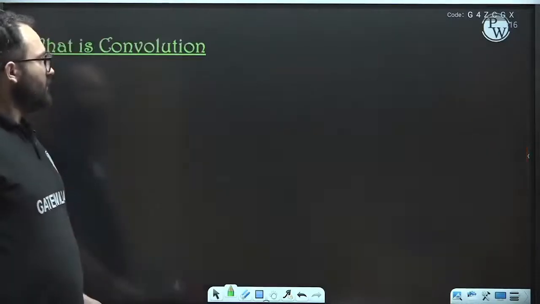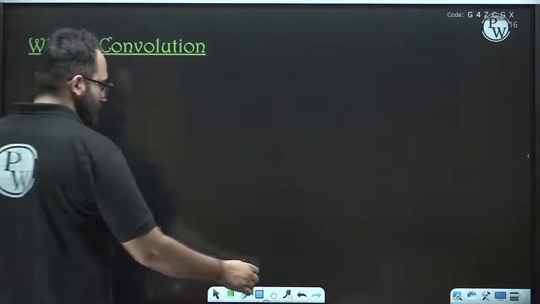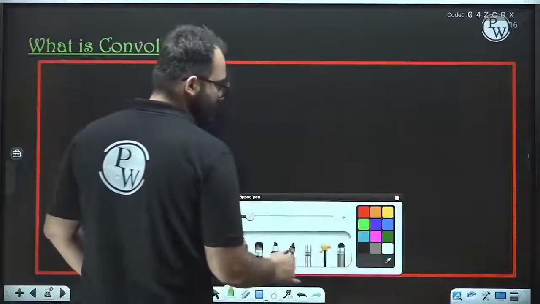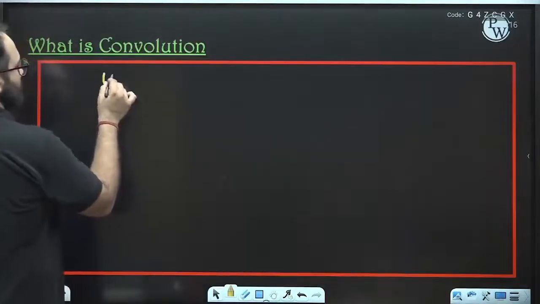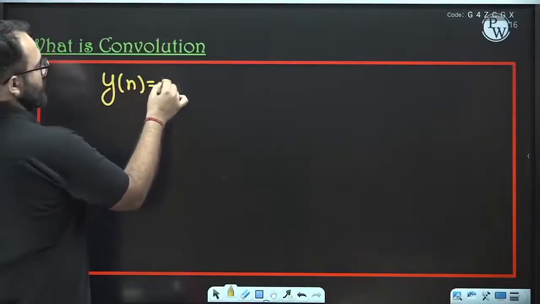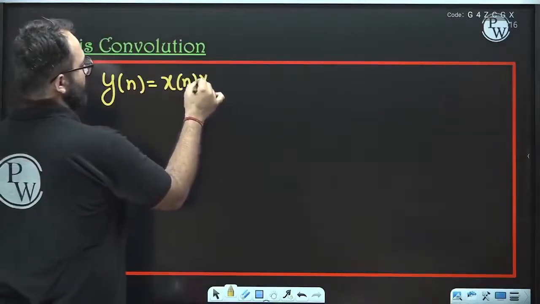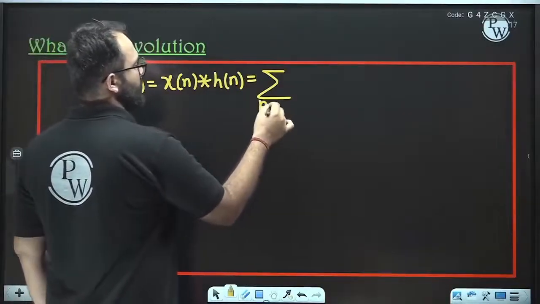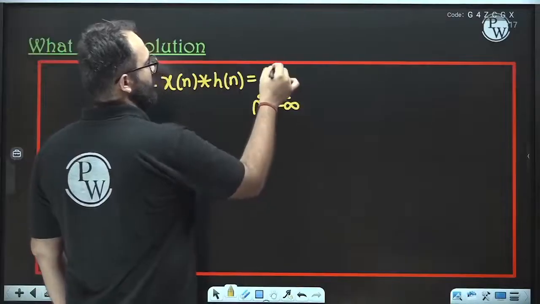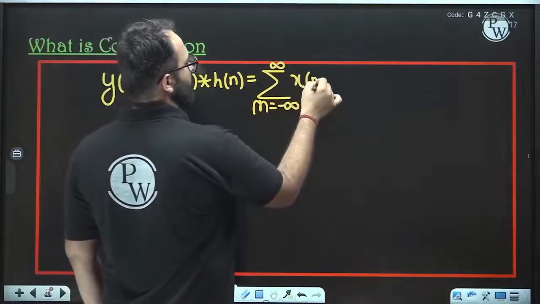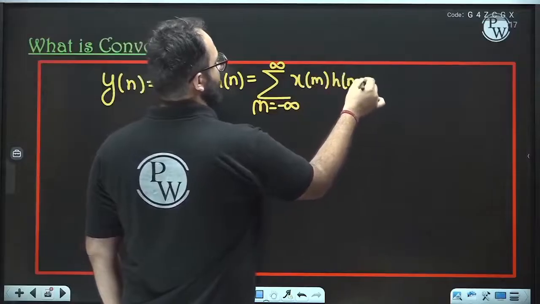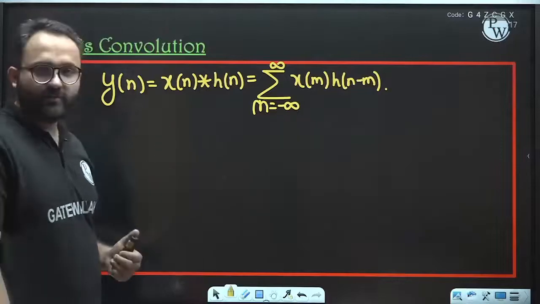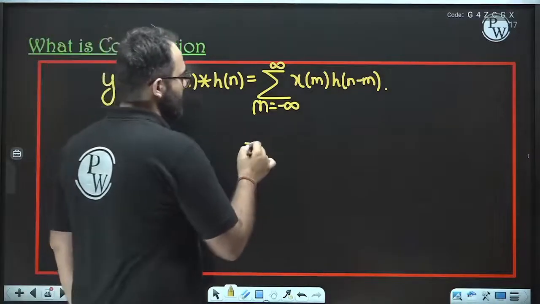Okay, so what is convolution in the discrete domain? The convolution is this only. y[n] is equal to x[n] convolve h[n]. Then the result is the sum over m equal to minus infinity to infinity of x[m] h[n minus m]. We can interchange the terms also. There is no issue in it. We can interchange the terms.